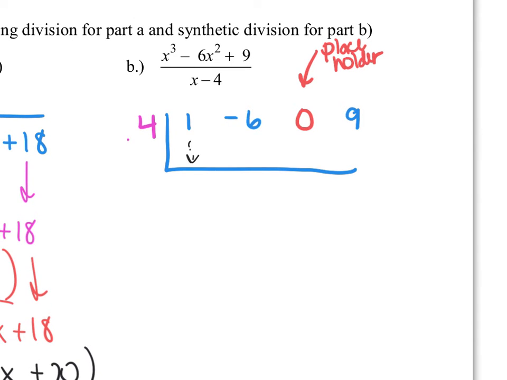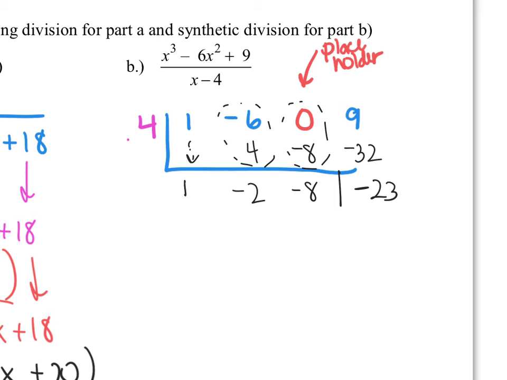You bring down the 1. 1 times 4 is 4. You add those. You get a negative 2. Negative 2 times 4 is negative 8. You add those. Negative 8 times 4 is negative 32. You add those, and then you'll get 9 minus 32. And that's your remainder. Since you did a cubic function divided by a linear, your answer is a quadratic. So it'll be 1x squared minus 2x minus 8 plus your remainder over your divisor.